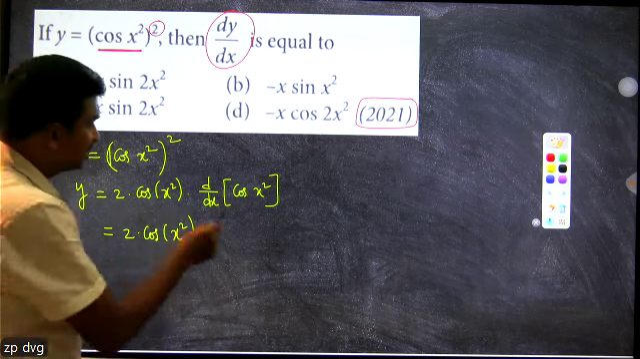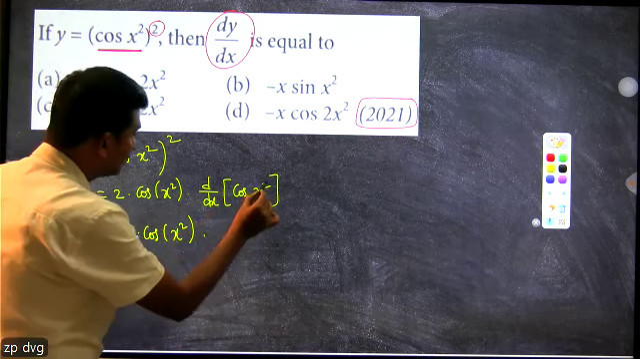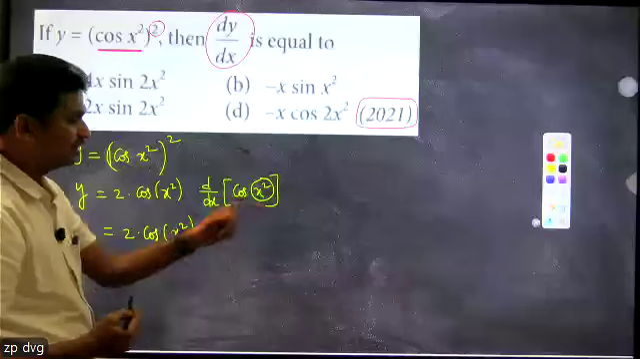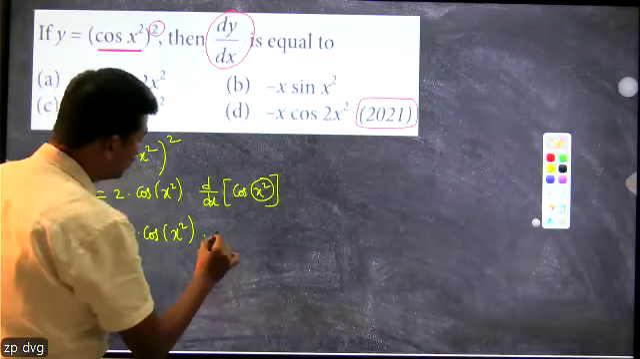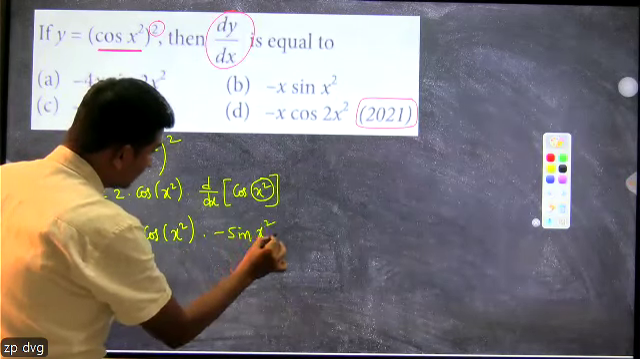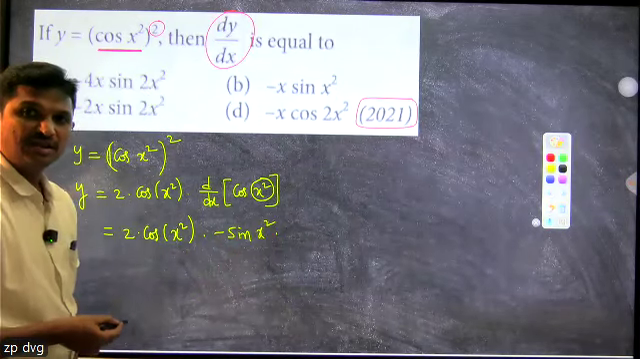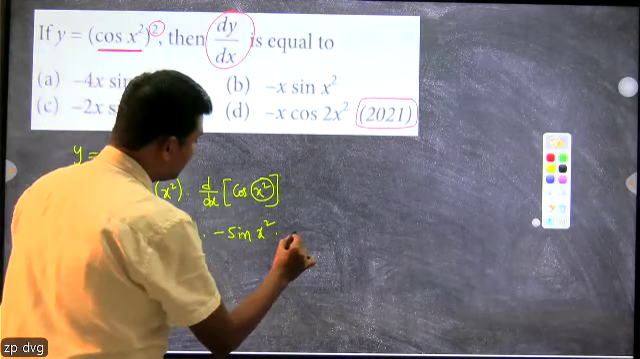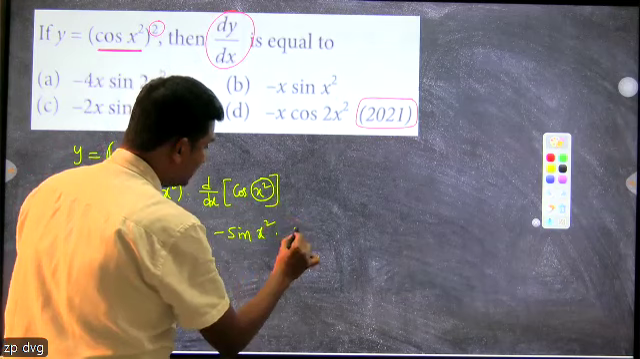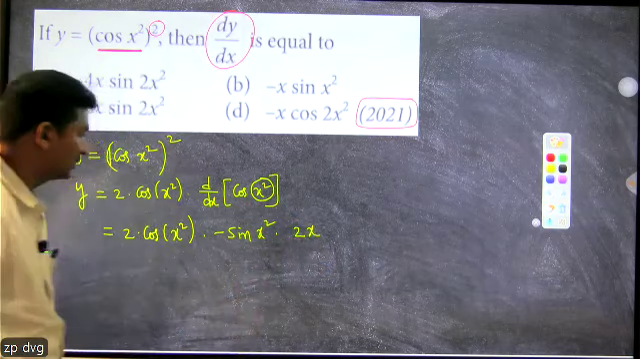Now you need to differentiate this. Observe here, you imagine this as x, then it looks like cos x. Derivative of cos x is what? Derivative of cos x is minus sin x. Minus sin x square into which one you imagined as x, you need to differentiate. Derivative of x square is 2x.